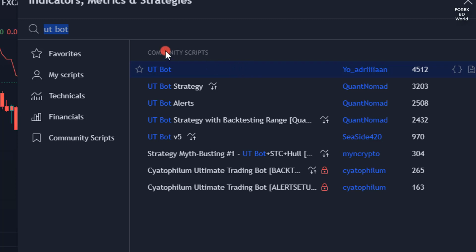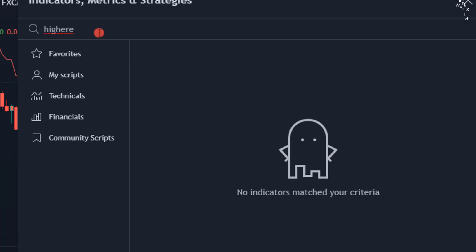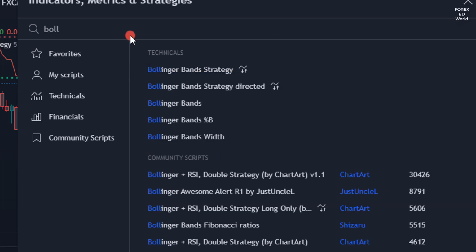Then we will set up the second indicator. You have to search by writing its name, higher high lower low strategy. Be sure to note here, because there are many indicators with the same name, so you have to be careful which one we are selecting. Next to it, the name of the provider of the indicator is given. Then set up the last one, the Bollinger Band indicator. Anyway, we have now set up three indicators.